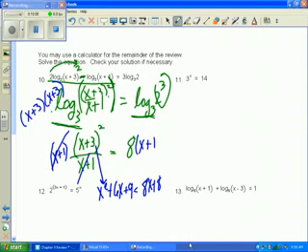Okay, I'm not finishing it out from there. From there, you get a quadratic. That's Algebra 1 stuff, majorly Algebra 1. So you end up getting just 1 as the answer.